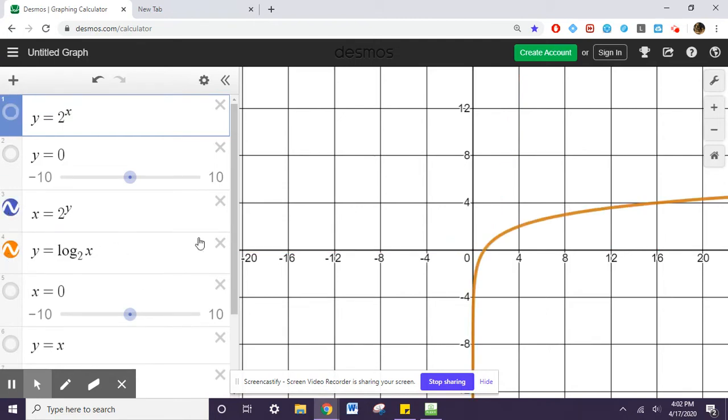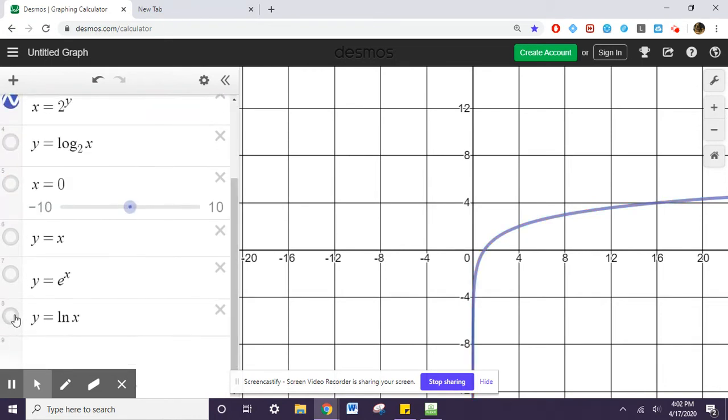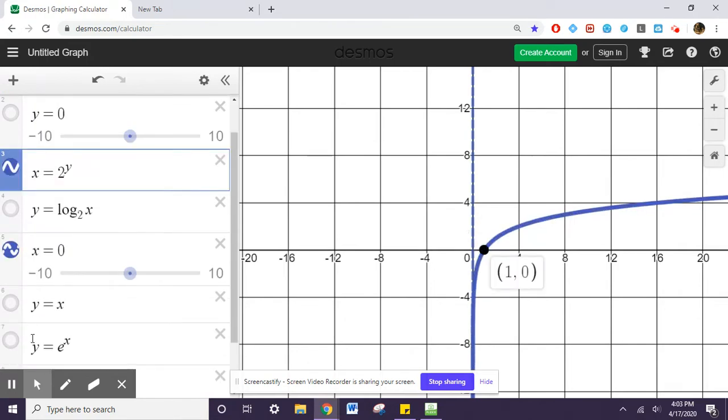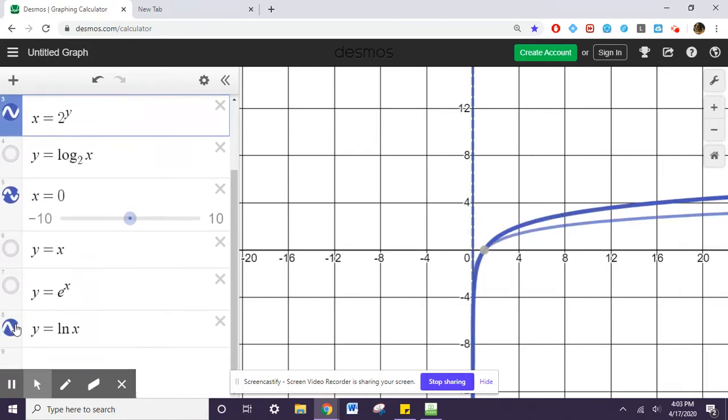Okay, here, let me put it in blue. Okay, this was your log base 2 graph. And if I graph natural log, it looks very similar. They have the same vertical asymptote, they have the same x-intercept, and they have the same shape.